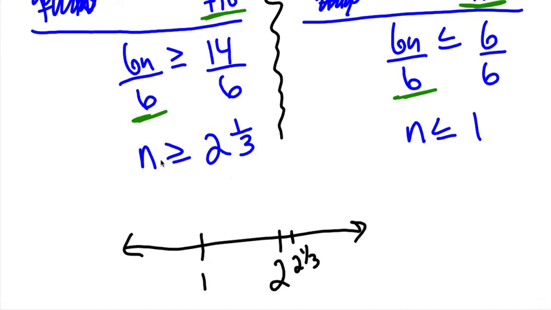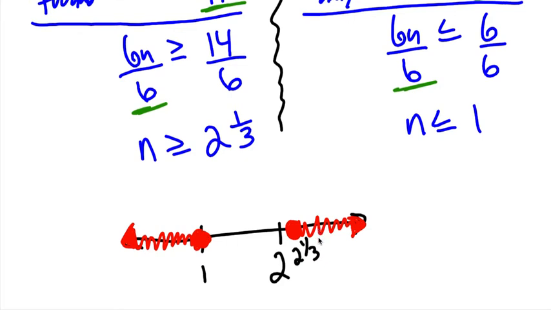So let's graph these individually now. N is greater than or equal to 2 1/3. So at 2 1/3, I will put a filled in circle, and greater than or equal to means shade to the right. N is less than or equal to 1 means at 1 I will put a filled in circle and shade to the left. So that's what your final answer should look like.